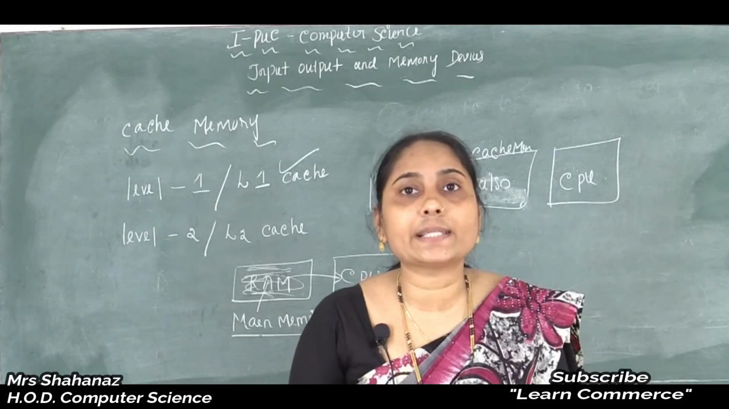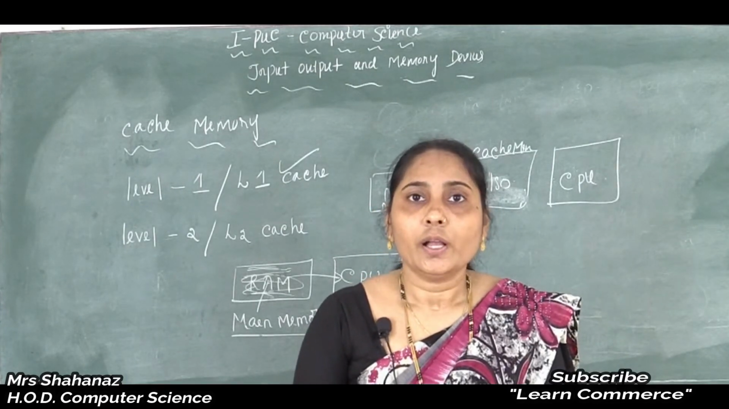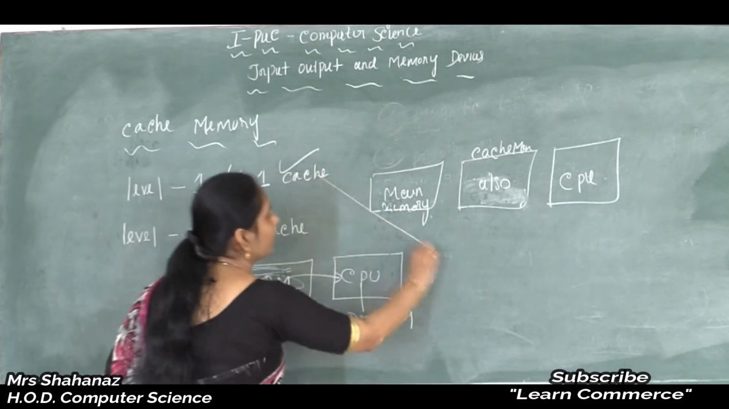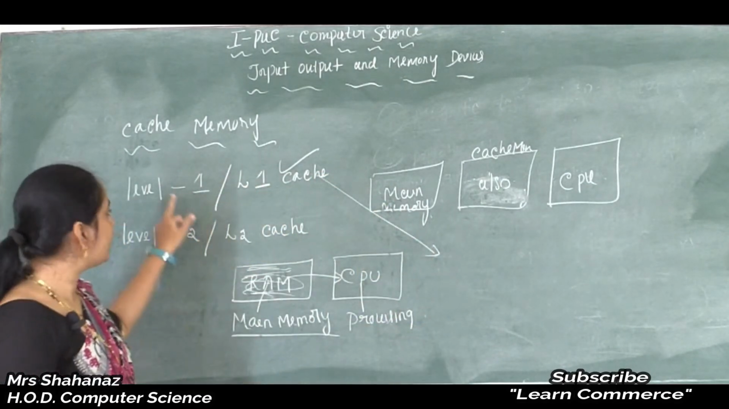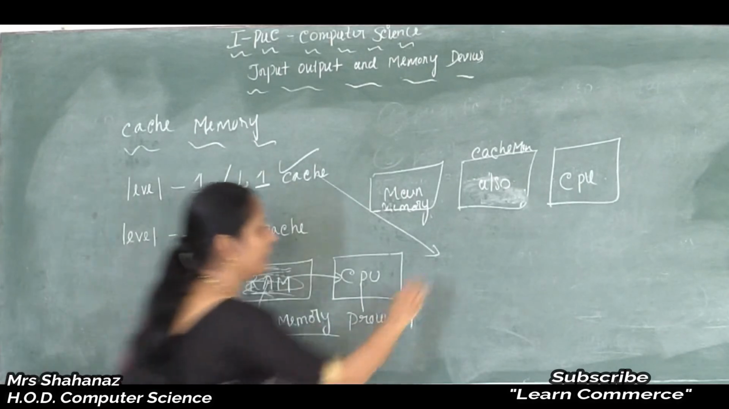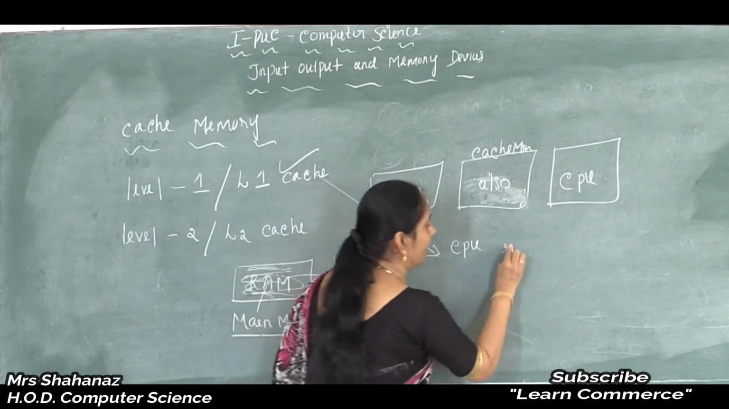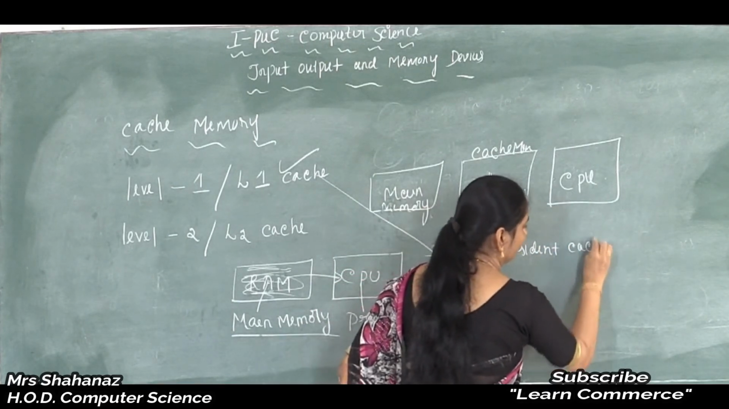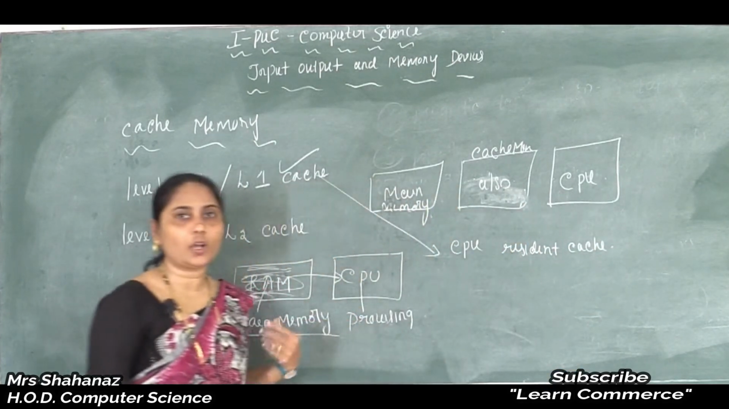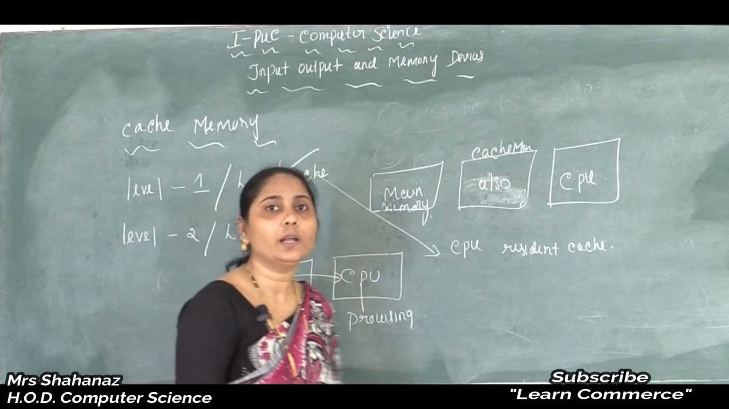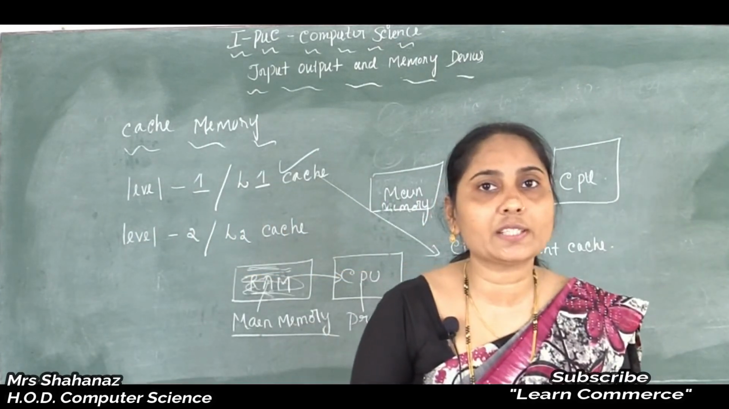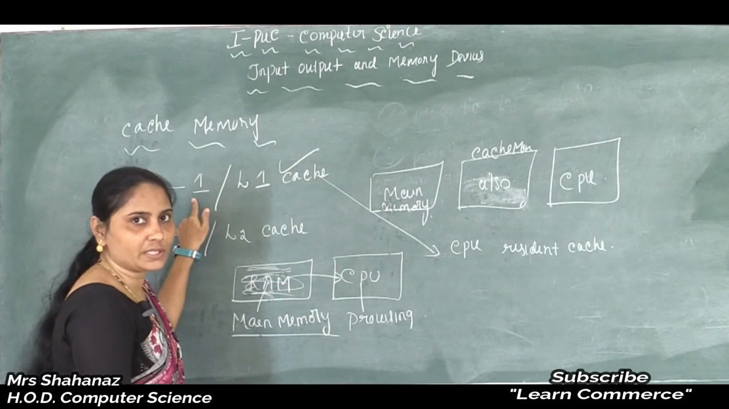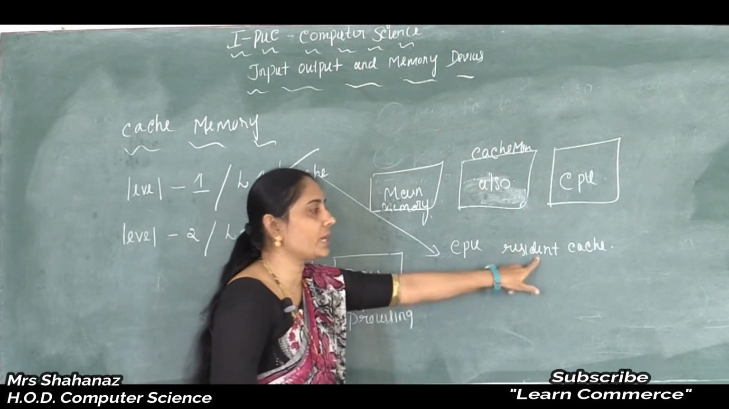It is located inside the CPU here. Because of this reason, this memory is also called the CPU resident cache. Clear this point? Why is it called the CPU resident cache? Because we know that such memory is located inside the CPU, so it is also called the CPU resident cache.